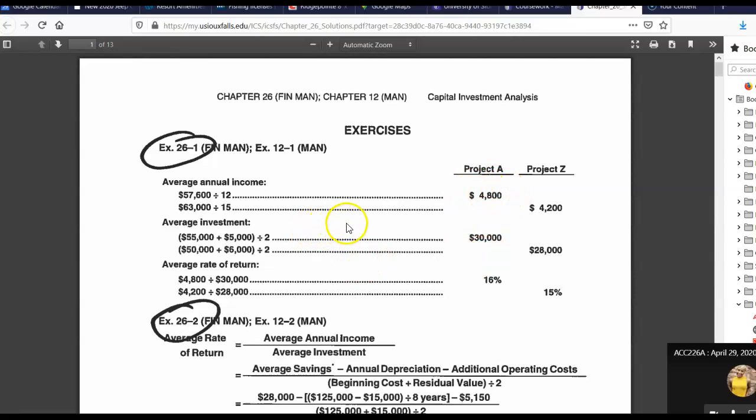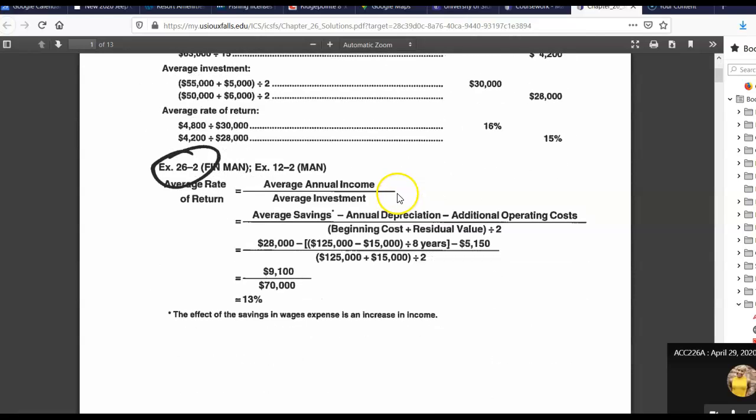Any questions on number 1? There's a lot there, but yet it's very, very straightforward. It's a very simple calculation after you just know some of those little differences. Anybody? Okay, and on number 2, again, they're asking for average rate of return.